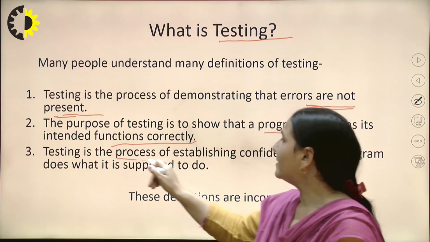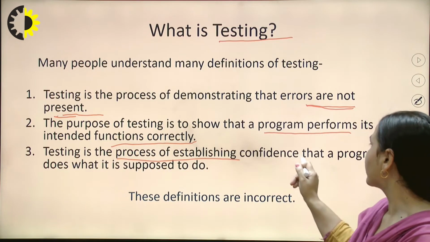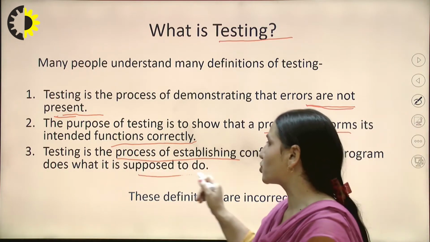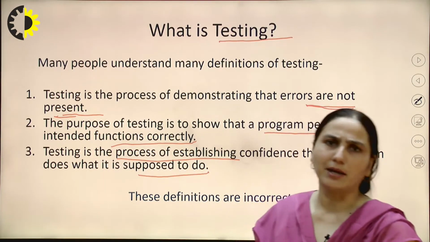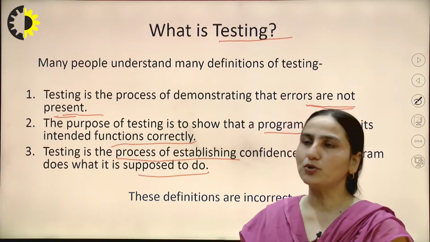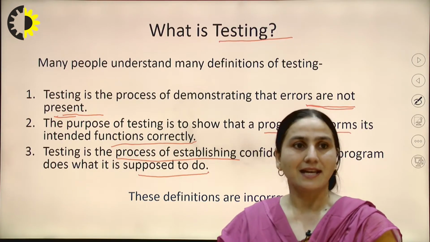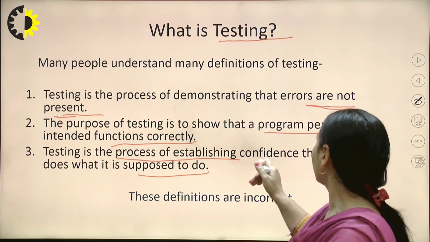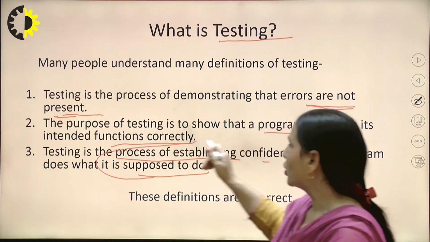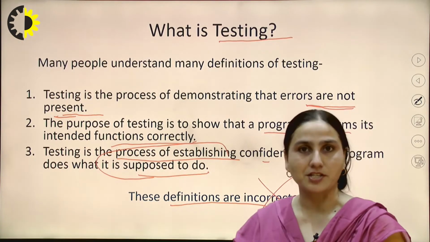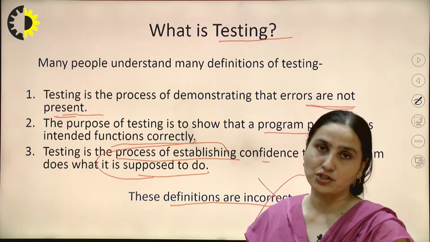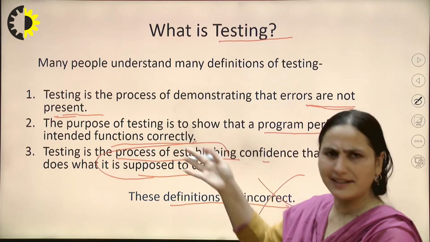Third is that it is a process of establishing confidence that a program does what it is supposed to do. That means it is something which is going to give a proper confidence that the program is doing what it is supposed to do. So all these definitions are not the correct definitions of testing. These are the incorrect definitions of testing, though in general we think that these are the correct ones.